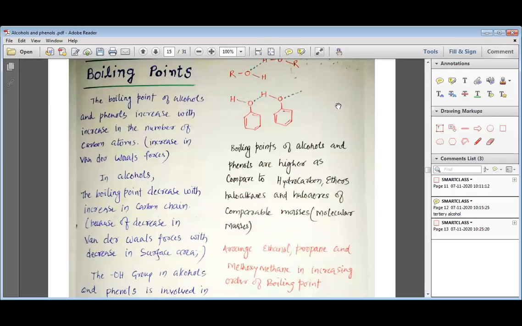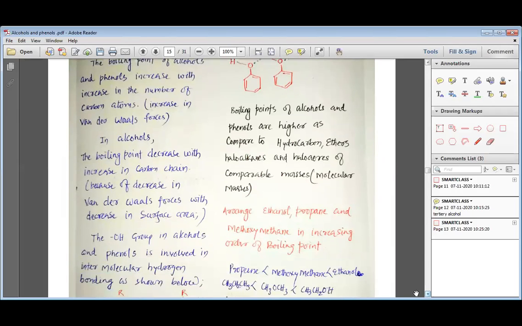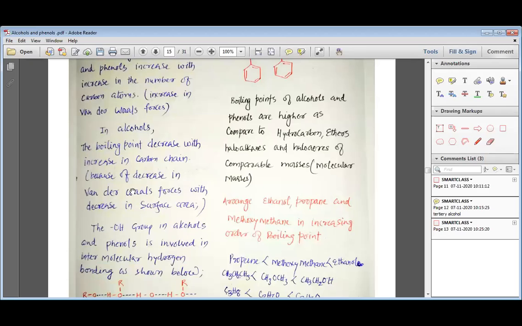So let us understand the first property, that is the boiling point. The boiling point of alcohols and phenols increases with increase in the number of carbon atoms, due to increase in van der Waals forces. As the number of carbon atoms increases, van der Waals forces also increase. In alcohols, the boiling point decreases with the increase in branching, because of decrease in van der Waals forces with decrease in surface area. As the surface area decreases, the van der Waals forces also decrease. Please remember this, my dear students.